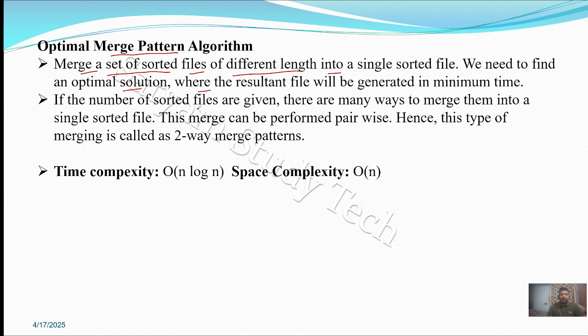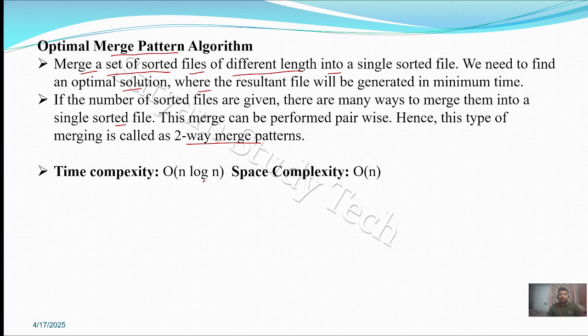If the number of sorted files is given, there are many ways to merge them into a single sorted file. This merge can be performed pairwise. That's why it is called a two-way merge pattern, or two-way merging. So you can merge in different ways. M-way merging is also there.